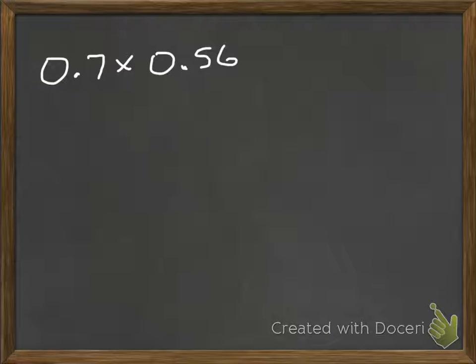Lesson 4, we're back to just multiplying decimals. We've got 0.7 times 0.56. Like I've told the class, put it in a way you can do it. And if you have a 0 in front of the number, then you really don't need to worry about them. Just get rid of them.